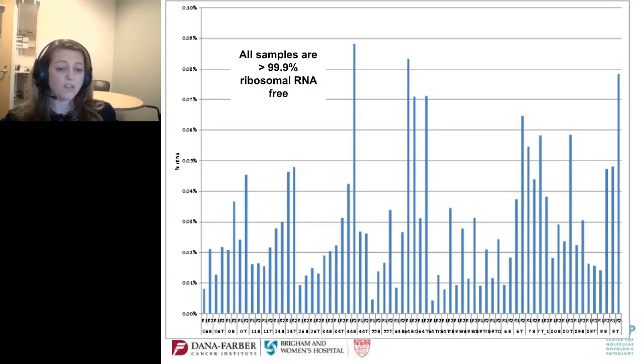This plot shows that the Ribo-Zero step for ribosomal depletion run on these samples resulted in less than 0.1% ribosomal RNA still present in the sequencing data. Even though this looks like it varies dramatically, everything's under 0.1%, so it's 99.9% free of ribosomal RNA.